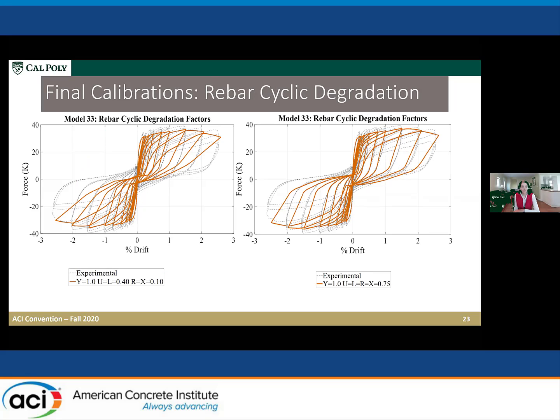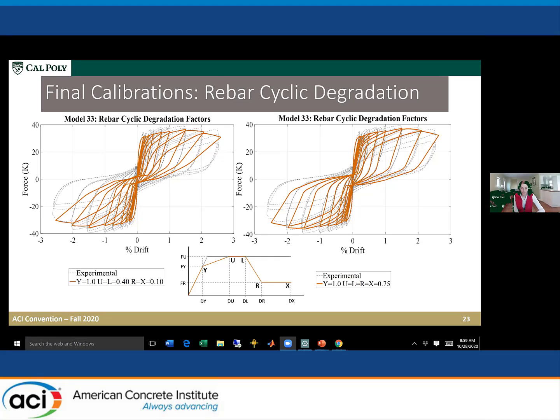They also investigated energy dissipation factors. So you can see that there is the energy dissipation factors associated with PERFORM-3D, and that is defined by Y, U, L, R, and X. And originally from the recommendations from Lowes et al., the Y and U are supposed to be set at 0.4 and the R and X at 0.1.